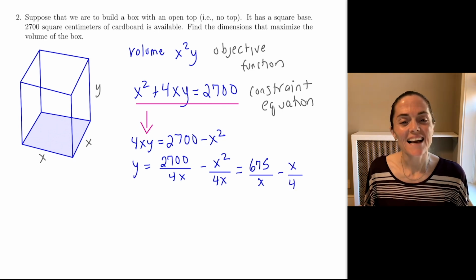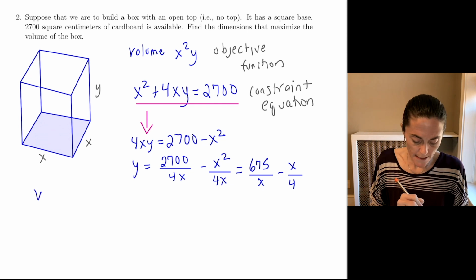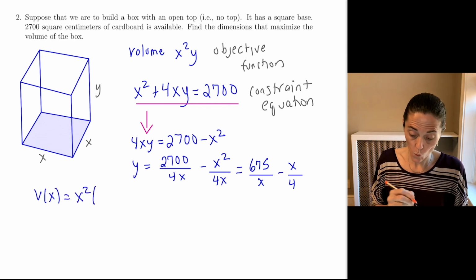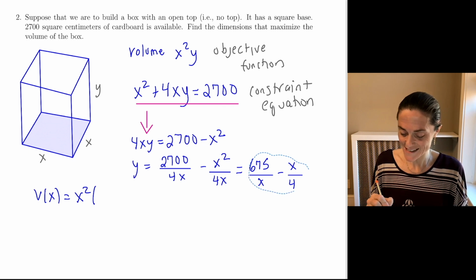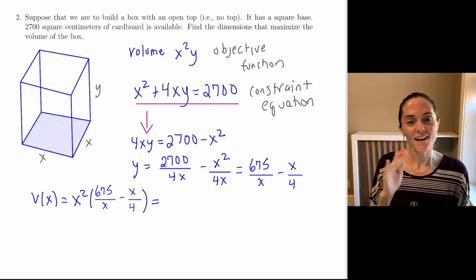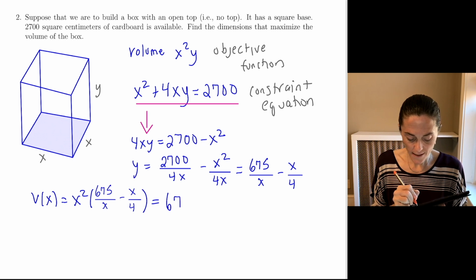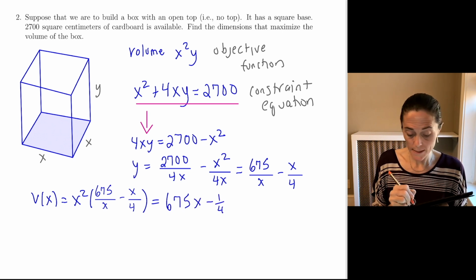At this point, let's go back to our volume. We will write this entirely as a function of x. This is x squared times y. Maybe I'll just copy what y is. When we multiply through by x squared, here I have 675x. And then I have minus 1 over 4 times x cubed.